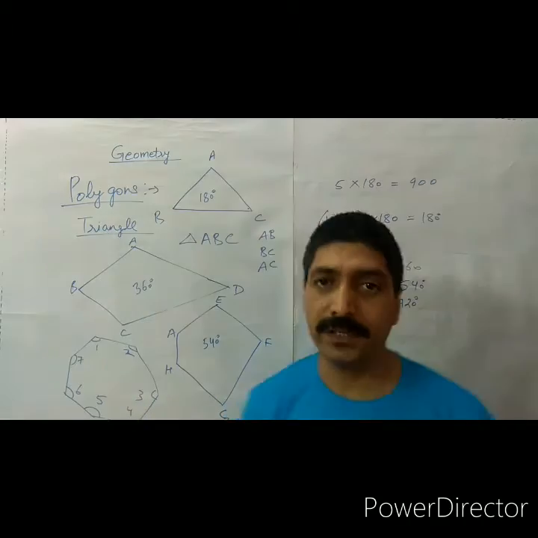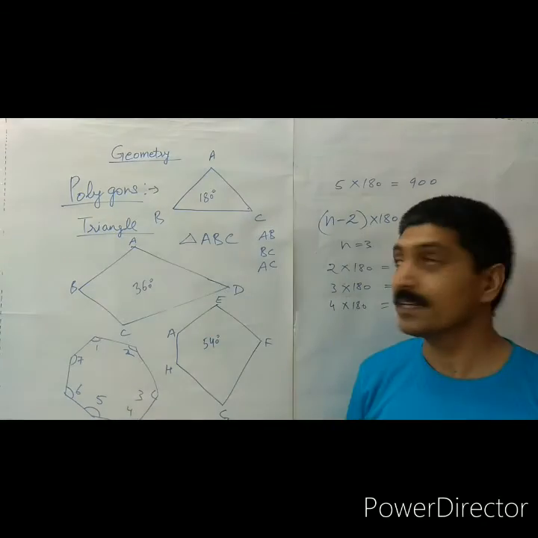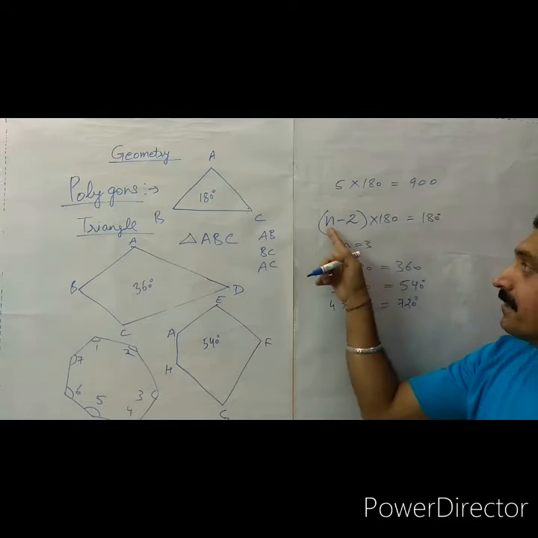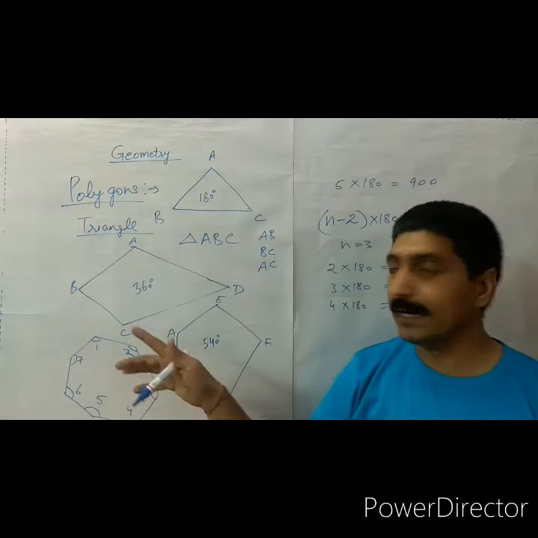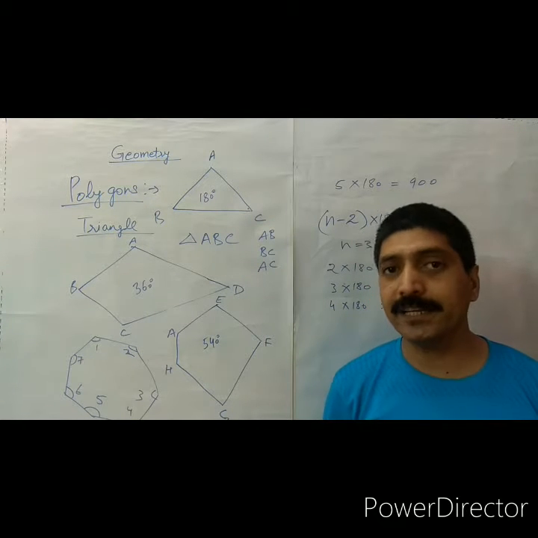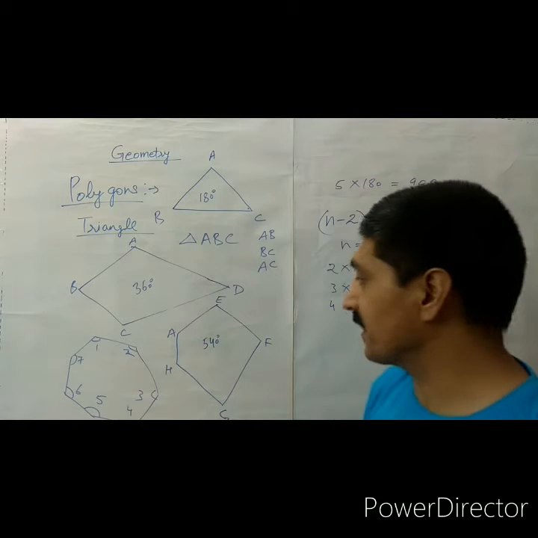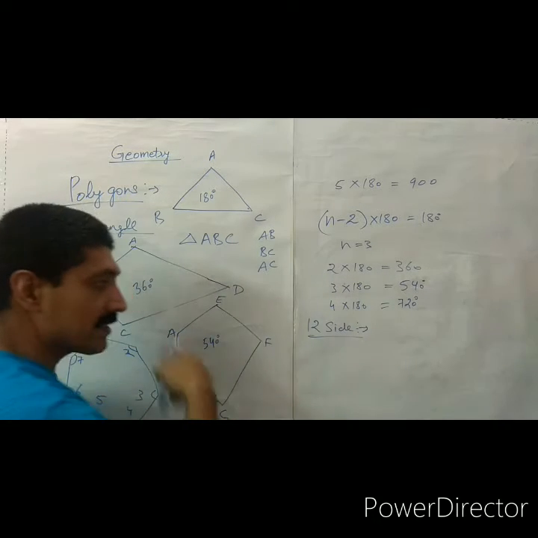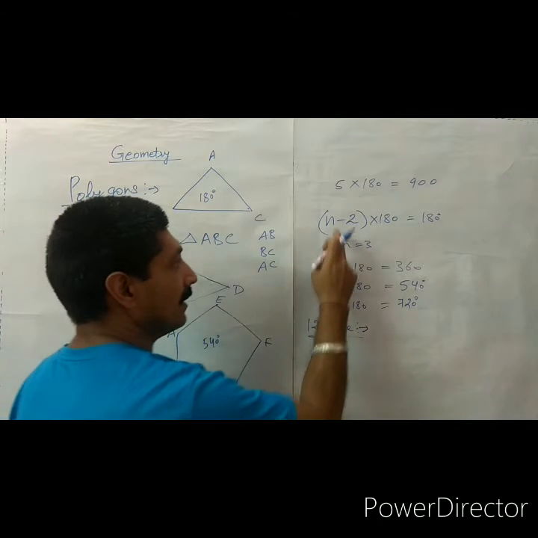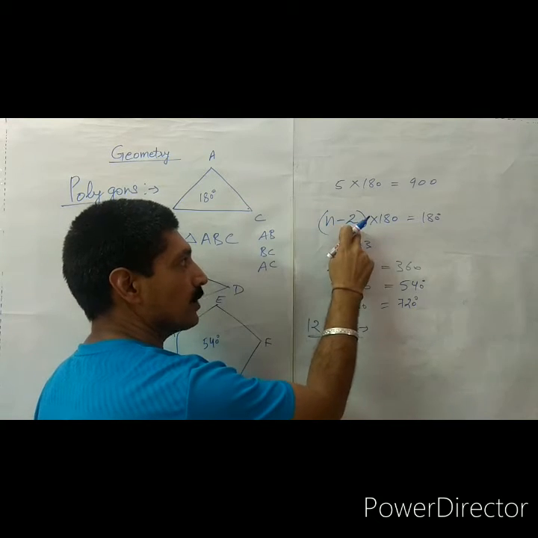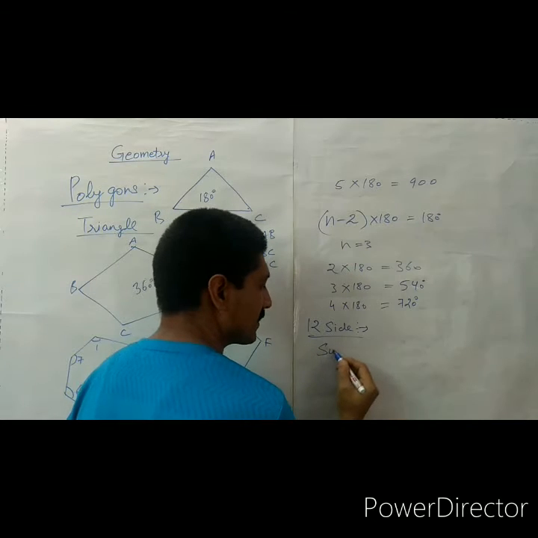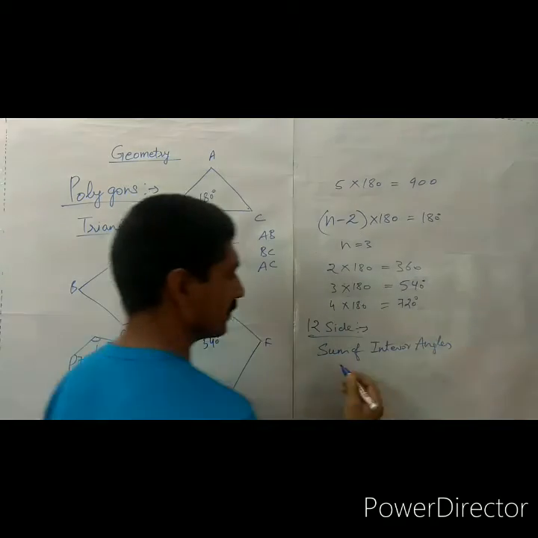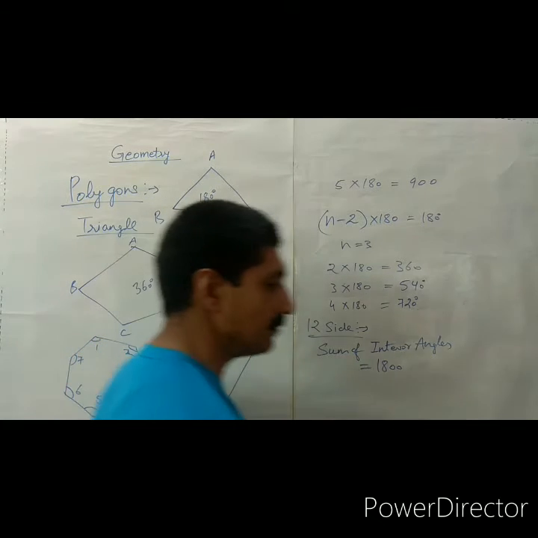always 900. So on. If we have a polygon with 10 sides, we apply 10 minus 2, 8, 8 into 180. We can just substitute the value of n and find the sum of the interior angles of a polygon. Suppose a polygon has 12 sides and we want to find the sum of all its interior angles. We take n as 12, 12 minus 2 is 10, so the sum of the interior angles is 1800.